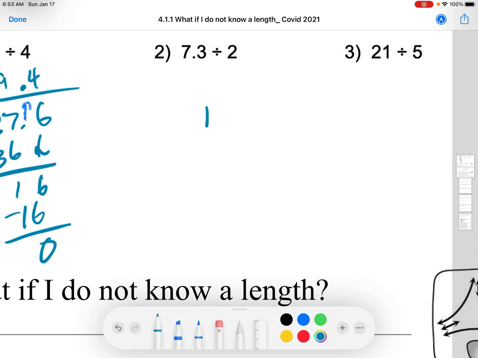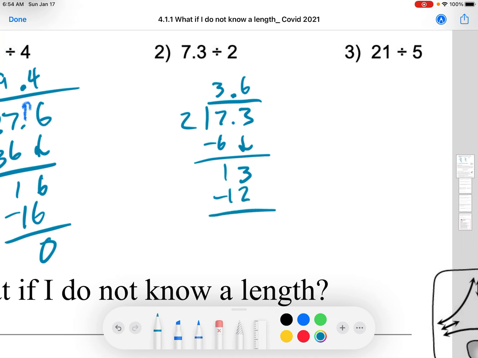Let's do this one. We have a 2, 7.3, or 7 and 3/10. Again, the 2 is a whole number, so I just moved the decimal point up. How many 2's go into 7? 3, 6, 1, drop the 3 down. How many 2's into 13? 6. 6 times 2 is 12. We have a 1. Now what? Well, we can add as many zeros as we want. No harm, no foul. So I'll drop one of these zeros down. How many 2's go into 10? 5. I guess I only needed one extra zero, not 4 extra ones, huh?